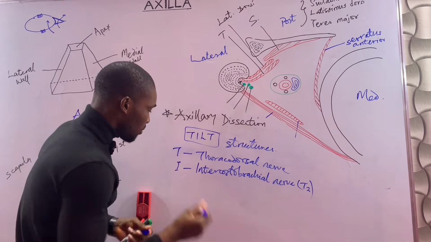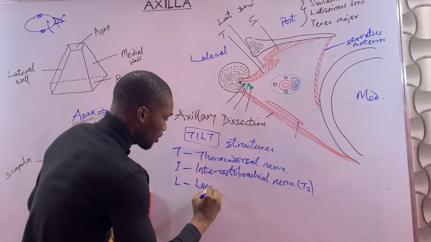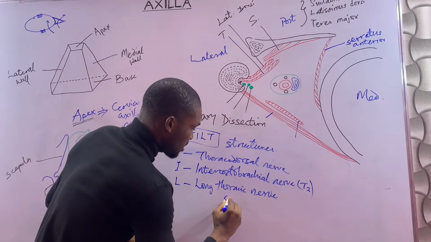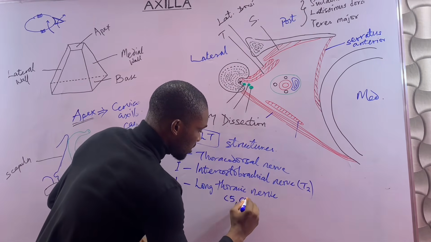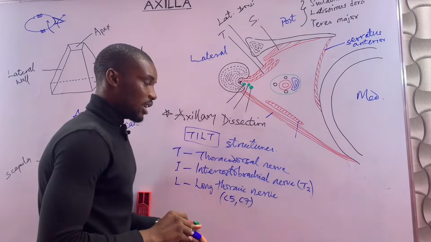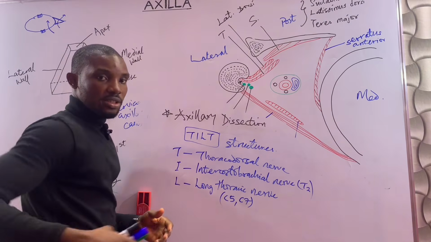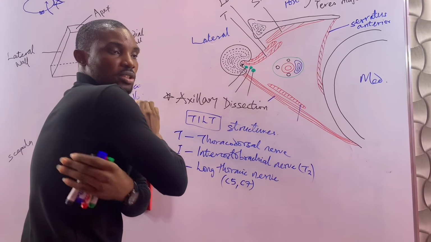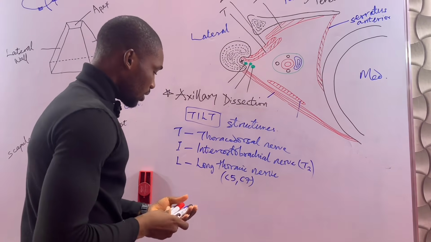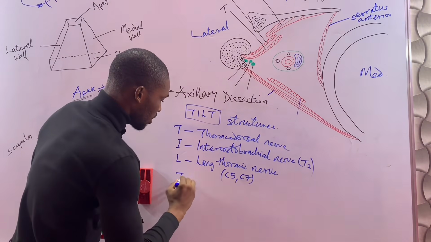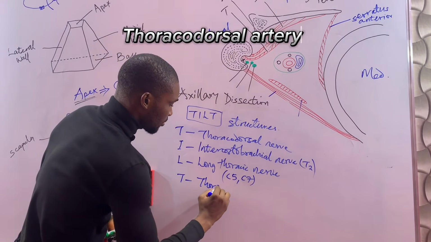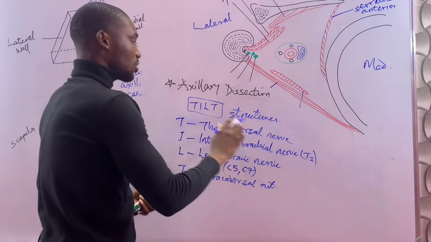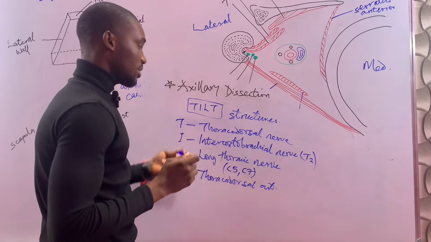Then we have our L, which is the long thoracic nerve of Bell. If you have been following, you see that it's C5 to C7 roots, so C5, C6, C7, and it functions to supply the serratus anterior. If you push your hand against the wall, you see that there will be winging of the scapula. The scapula will protrude backwards. And then we have the T, which is the thoracodorsal artery. So you should know these structures that are at risk of damage during axillary dissection.